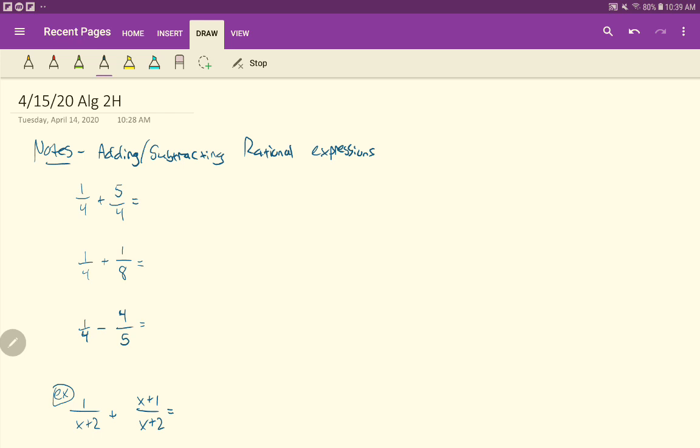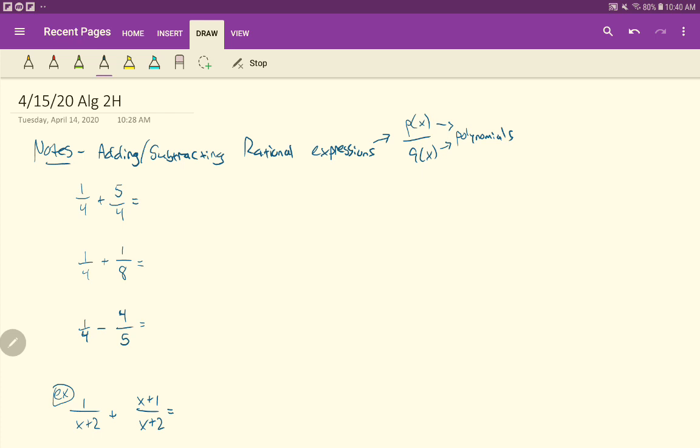Okay, so what we're looking at today, like I said, is adding and subtracting rational expressions. Remember that rational expressions are simply expressions that can be written in the form p of x over q of x, where these are both polynomials. So it's basically just like a quotient of two polynomials. And yes, you could divide them, right? I mean, we know how to divide polynomials, right?